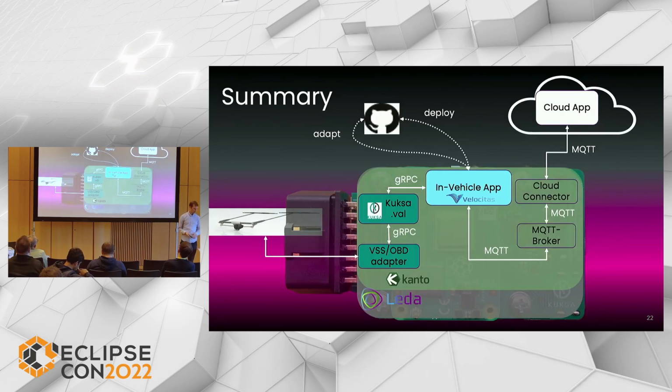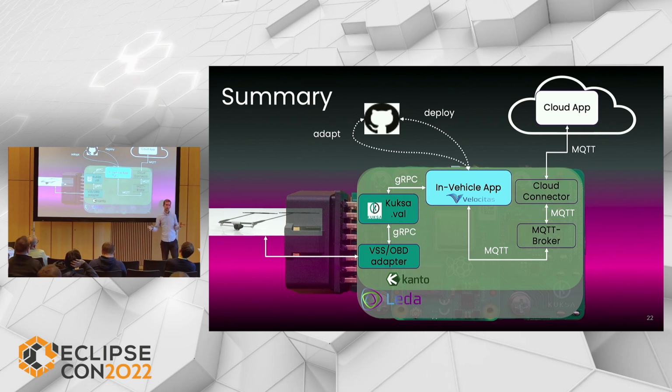So to put it all together, we had this question mark, now we have a solution. Instead of having a question mark, we can have this hardware. On this hardware, we can run a Leda base image. So take our Linux build with Leda. In Leda, we can have Kanto pre-installed or install Kanto. Deploy a couple of containers, so this adapter adapting between OBD and VSS, storing the data in Kuksa.val, and having our Velocitas app consume the data from Kuksa.val. Then this Velocitas app is doing some processing, like whatever you would like to do, and then publishes this result to the local MQTT broker, which is connected to the cloud connector, which in turn transfers it to the cloud.